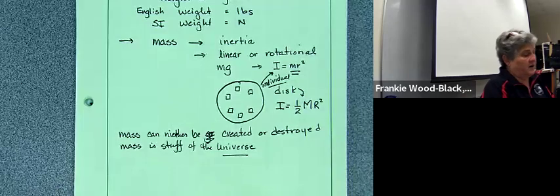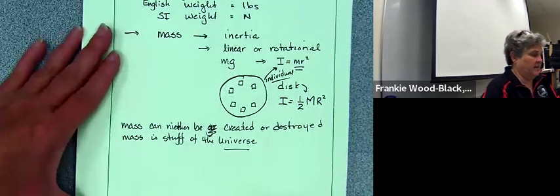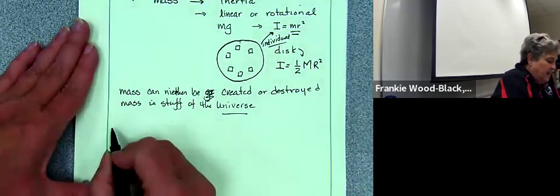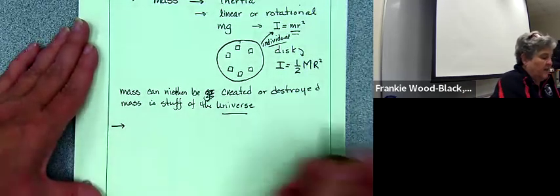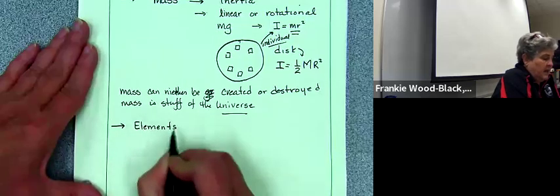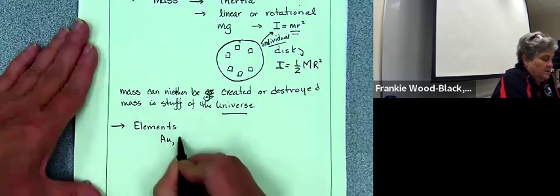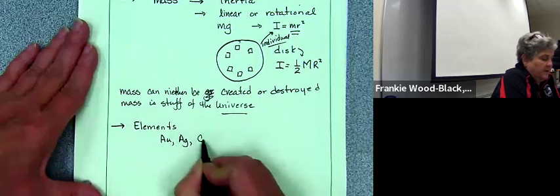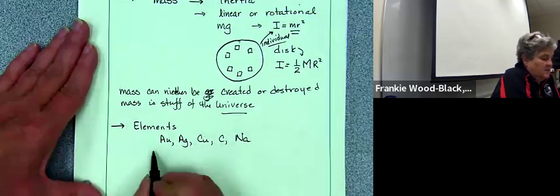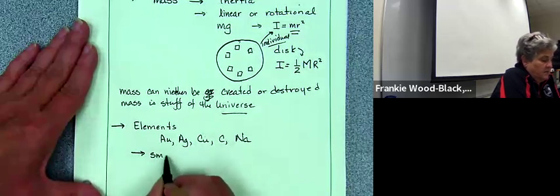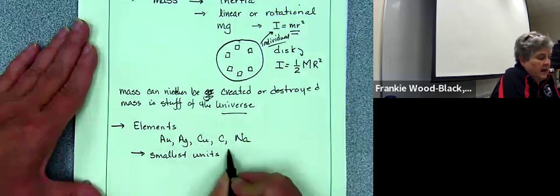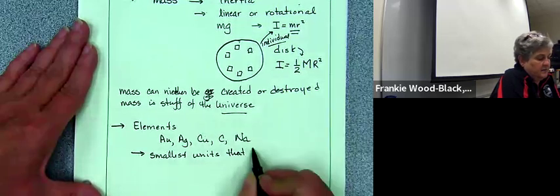So now we're sitting there going, all right, if we're in my realm of the world, as my husband and I were talking about, we think of mass, we think of elements, and elements like gold, silver, copper, carbon, sodium. These are the smallest units that have unique physical properties.